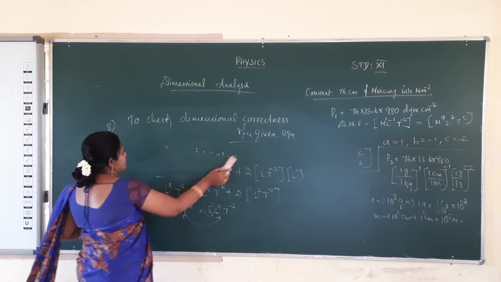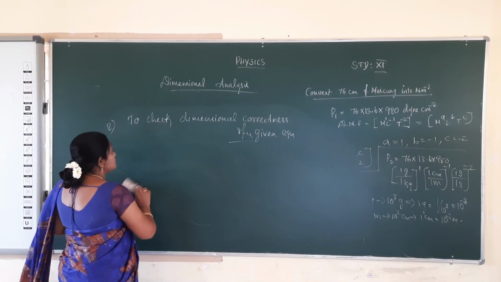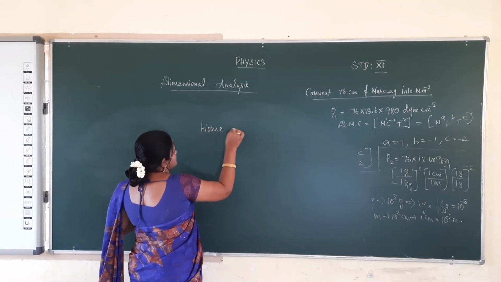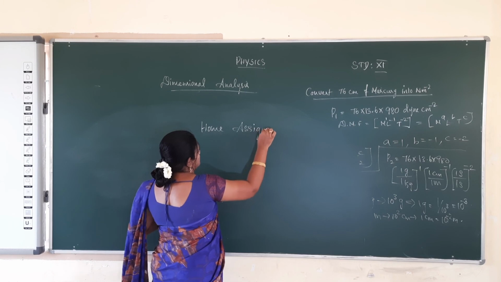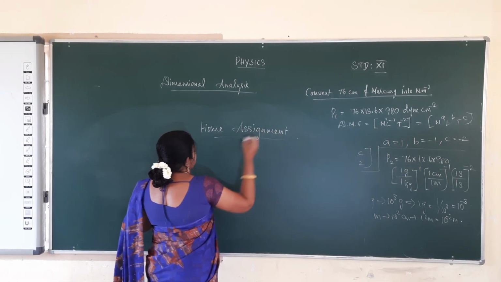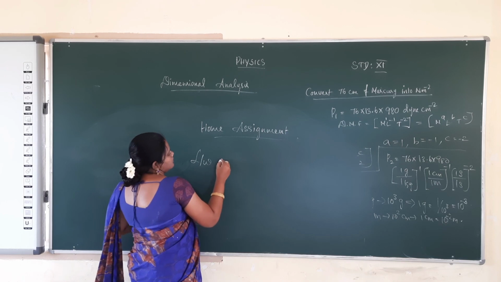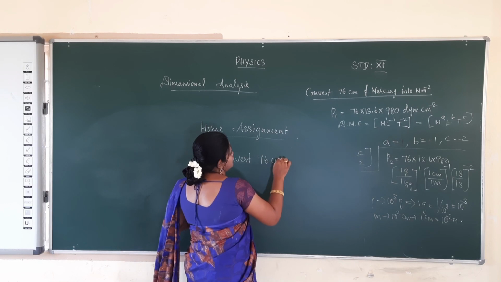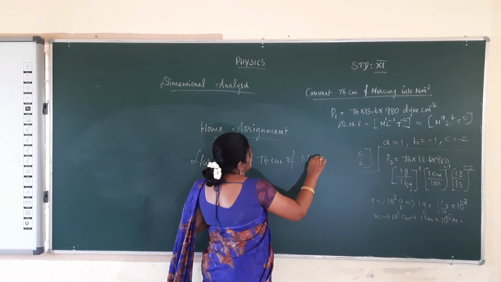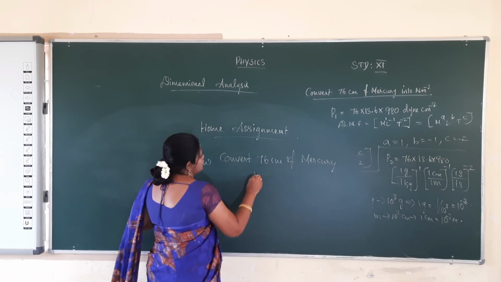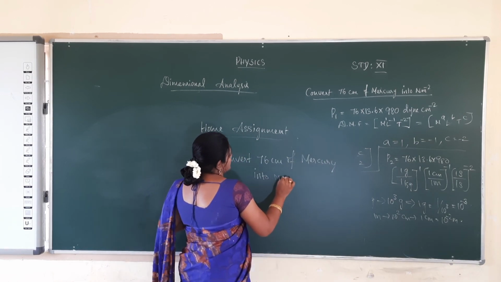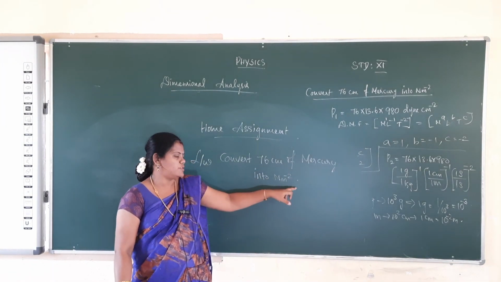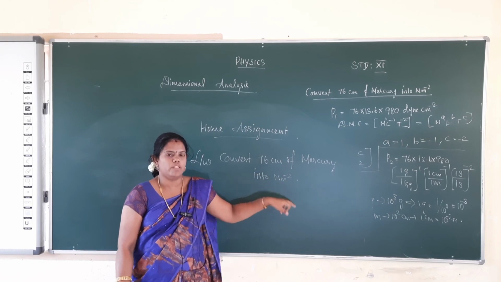And then the home assignment for today's session: learn and write. Convert 76 centimeter of mercury into Newton per meter square. Okay, noted? This is the example problem. You have to learn and write thoroughly. Okay, thank you.